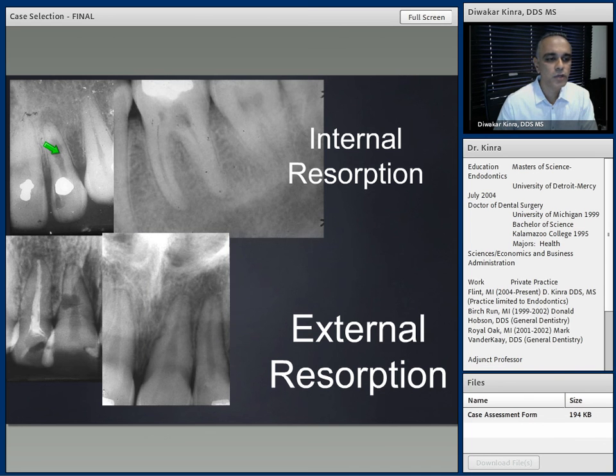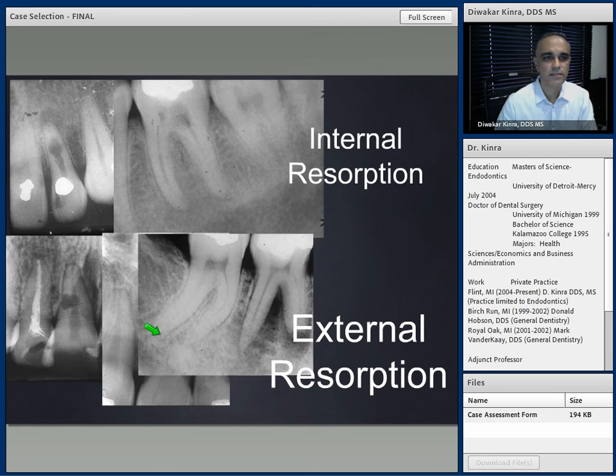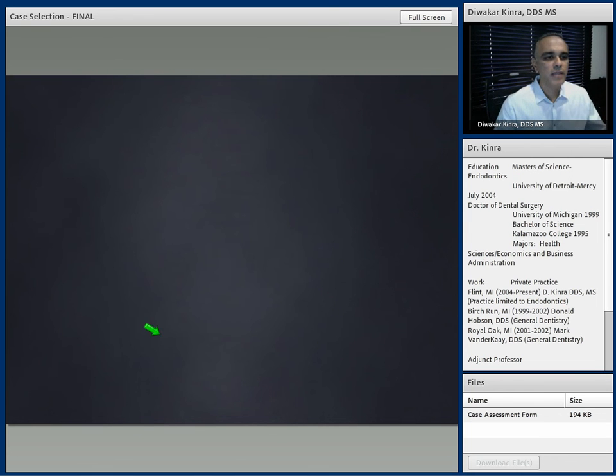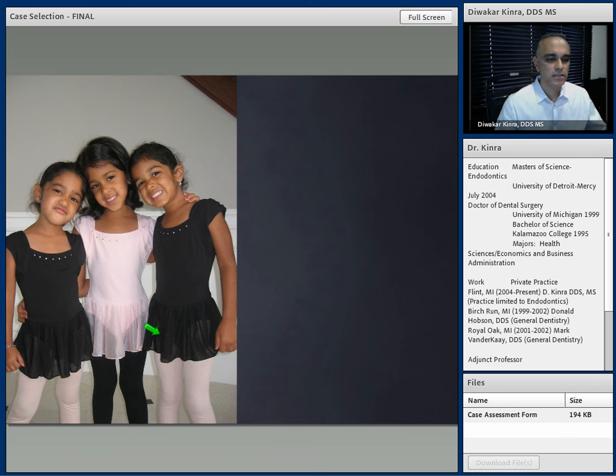In external resorption, if you take two films and that resorption moves a little bit, then I'm going to look at that as external resorption. Again, not something that I might want to deal with in my office. I might want to extract that case. So this is just recognition of resorption. Now we've looked at the diagnostic and treatment considerations.